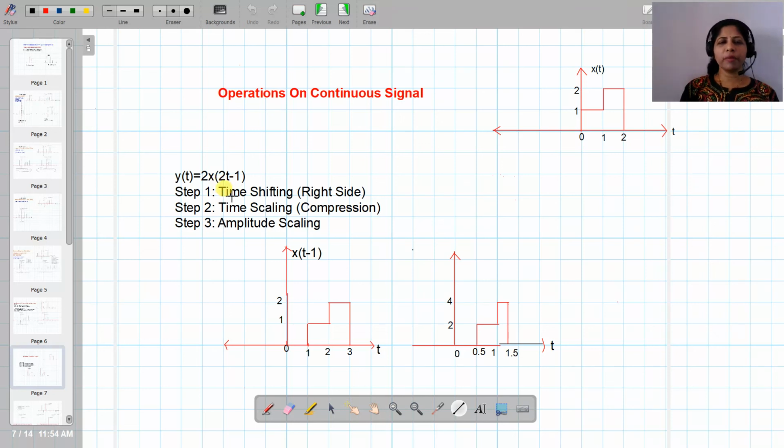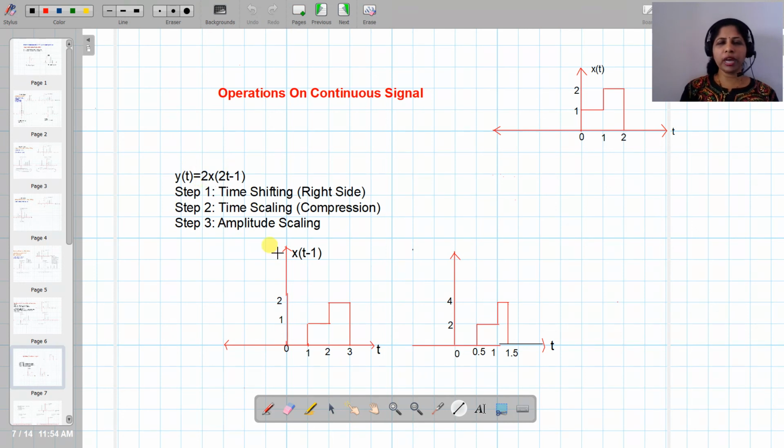First of all, we are performing independent operations. In independent operations, according to the precedence rule, we first perform time shifting. Which type of shifting is this? The minus sign indicates delay, so we shift this signal to the right side. Second step, perform time scaling. Observe the scaling factor here, 2, which is greater than 1, so that's compression. Then perform the dependent operation, amplitude scaling, which means you multiply your signal by the scaling factor 2.